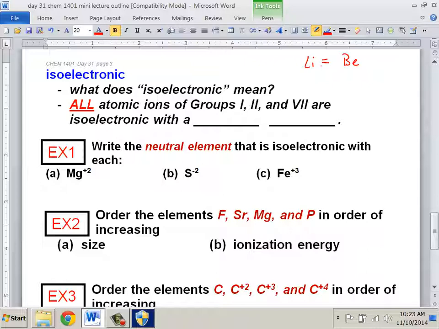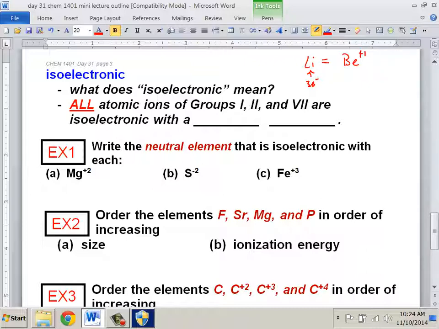Minus 1? Right now, beryllium has 4 electrons. If you say minus 1, how many electrons would you have? Not 4 anymore, but 5. You have to add an electron. So that won't work. Lithium has how many electrons? 3. So that's really the key, find anything with 3 electrons. Well, beryllium, not minus 1, but plus 1. That would have the same electron configuration.